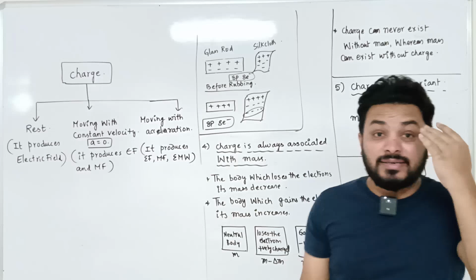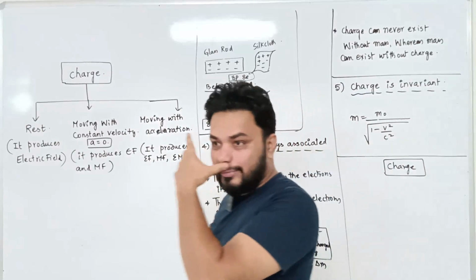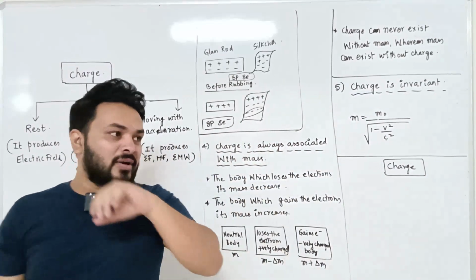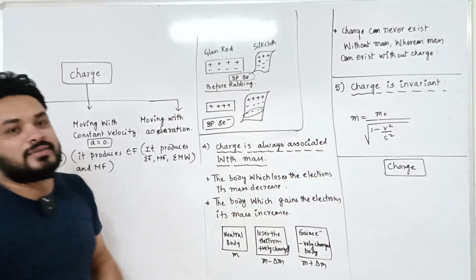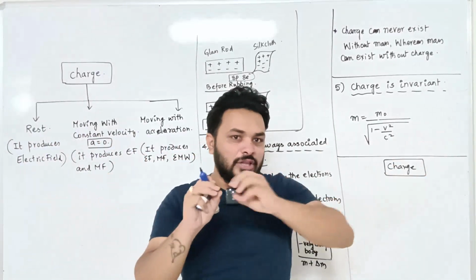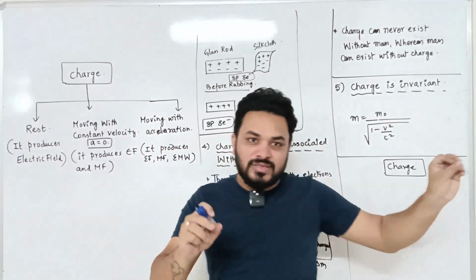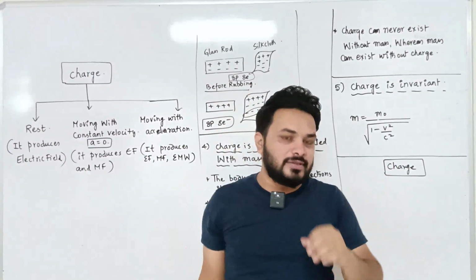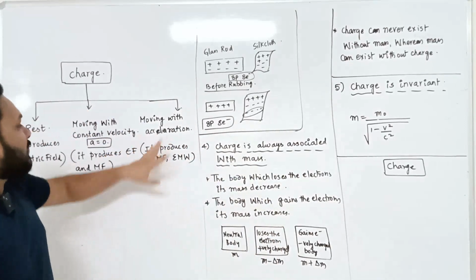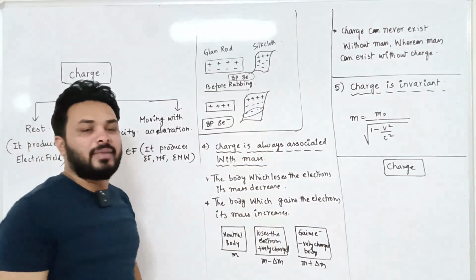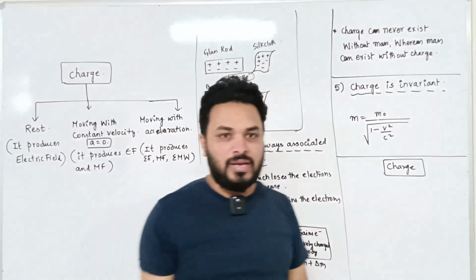So whenever the charge is at rest, it produces only an electric field. We will see what we mean by electric field and what the equation of electric field is. If it is moving with constant velocity, with no acceleration, it produces electric field as well as magnetic field surrounding it. Whenever the charge is moving with acceleration, then it produces the electric field, magnetic field, and electromagnetic wave.